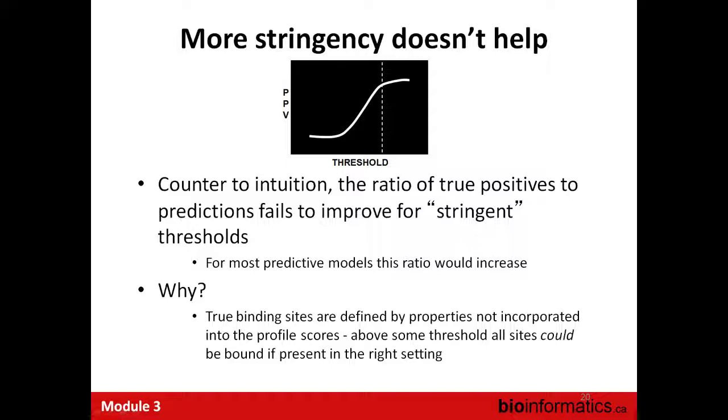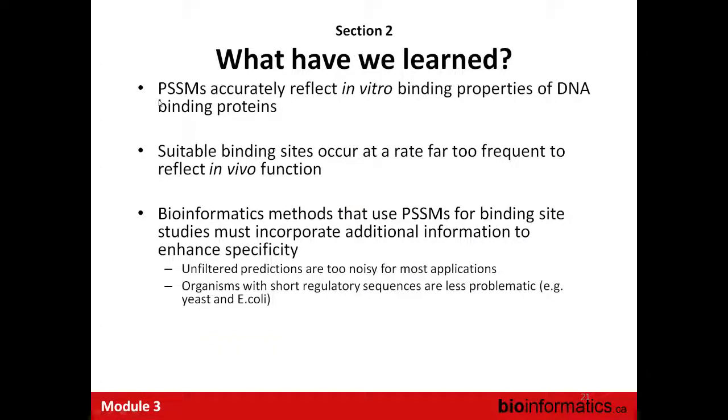So let's sum up the second part of this module. Position weight matrices, or PSSMs, accurately reflect the in vitro binding properties of DNA binding proteins, but these suitable binding sites occur far too often for us to make this a useful prediction of in vivo function. So we have to go to other methods to help us out. Are there any questions about this part of the module? All right, you guys are good.